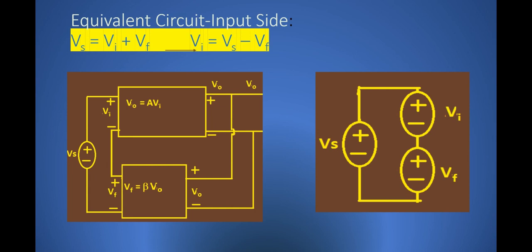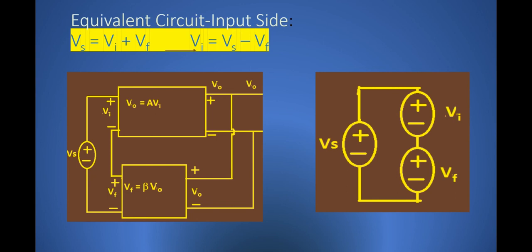So if you compare these two figures, you can see that the diagram on the right side is indeed the correct diagram, showing the connection of voltages on the input side. Now if we do the loop analysis on the figure on the right side, we can see clearly that Vs is equal to Vi plus Vf. The loop equation will be Vs minus Vi minus Vf is equal to 0, which is then Vs is equal to Vi plus Vf, and this means that Vi is equal to Vs minus Vf.